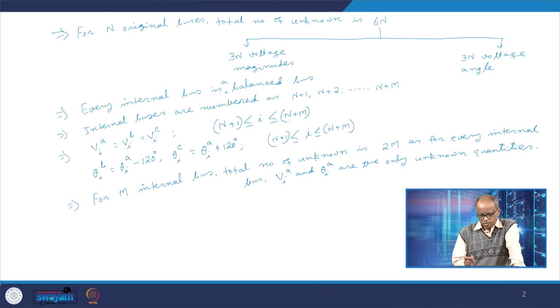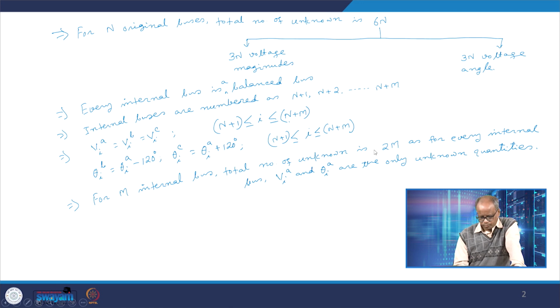So far, we have discussed that for n original buses, the total number of unknowns is 6n: 3n voltage magnitudes and 3n voltage angles. And for m internal buses, the total number of unknowns is 2m, as for every internal bus, only V_iA and theta_iA are the unknown quantities, right? And for every internal bus, i would be varying from n plus 1 to n plus m.